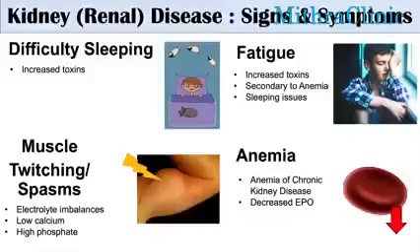So it produces less and less EPO, or erythropoietin, leading to fewer red blood cells being produced, leading to this anemia of chronic kidney disease. So this is why we see anemia in chronic kidney disease.